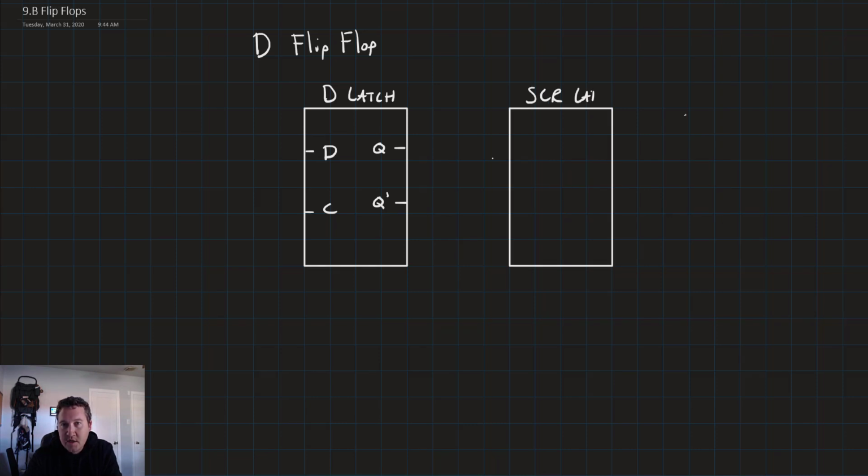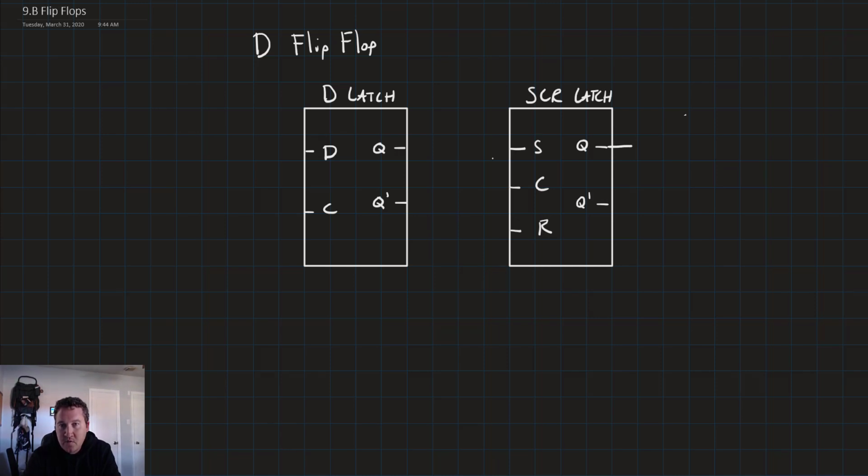Now, if you haven't watched the videos on latches where we talk about what goes on the inside and how these latches behave, please go and check that out. But these are the two latches we'll use in the D flip-flop. The SCR latch, as you remember, has an input for S, an input for control, an input for reset, and also an output Q and an output Q naught.